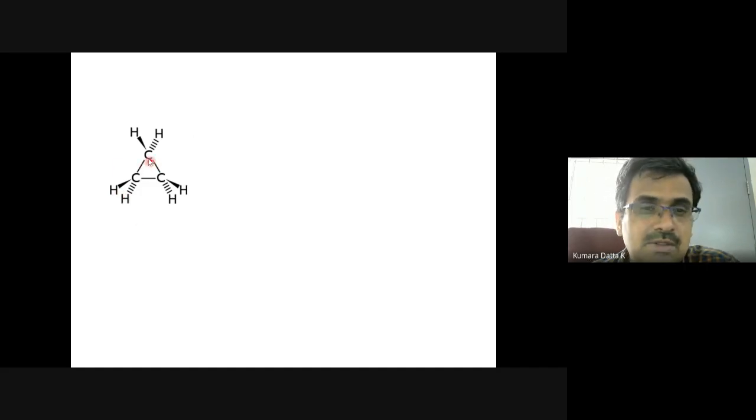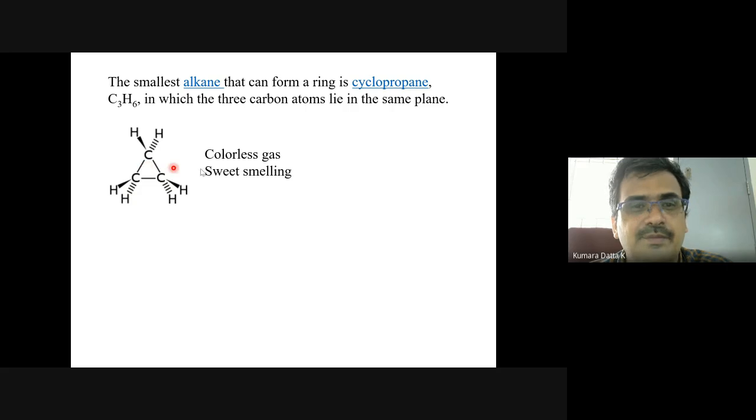Essentially, you have saturated carbon bonds. It is cyclic, it's not aromatic, and it forms a system like this. This is the smallest alkane which can form a ring. If you have only two carbon atoms, you cannot have a ring, obviously. That is the reason it is the smallest alkane which forms a ring.